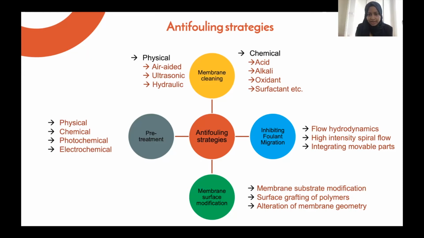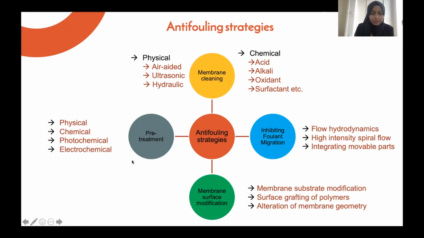And the second one is, for example, high intensity spiral flow. And the third one is integrating movable parts. Integrating movable parts inside the membrane system can be pretty complex, because if you want to troubleshoot the membrane, it will become very hard to assess. But the main aim of integrating those parts is also to create turbulence in the membrane to actually inhibit the foulant migration. So the third strategy is pretreatment.